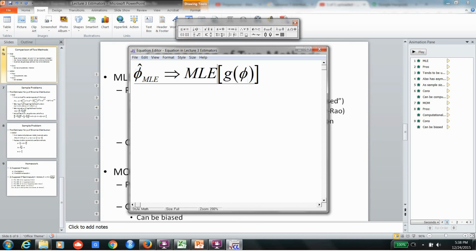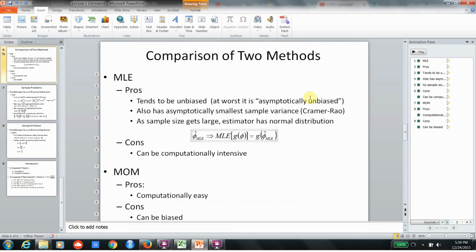It says that the MLE estimator for a function of phi is equal to the function of the MLE for phi. This is called the invariance principle. It's a very important principle. And so this is one that we like to use a lot.